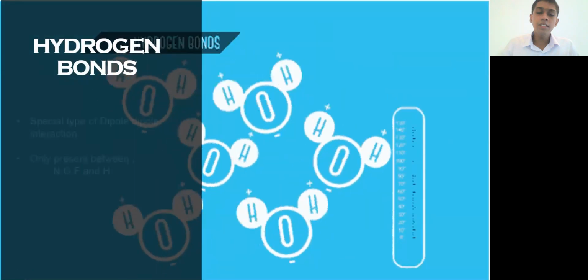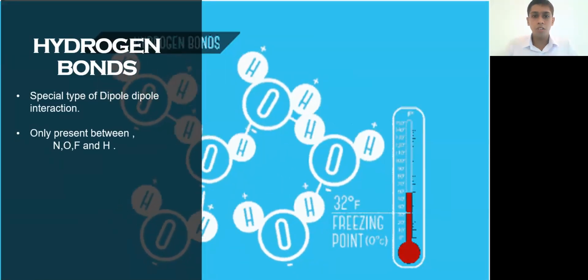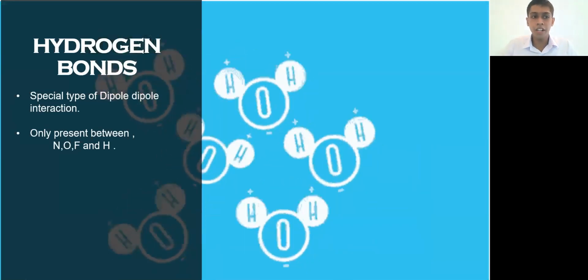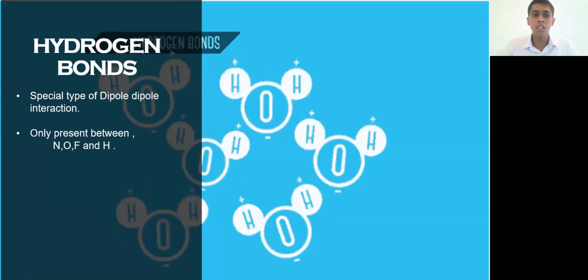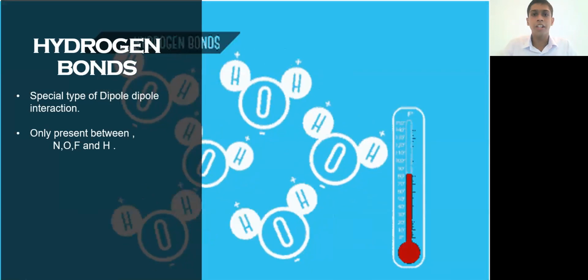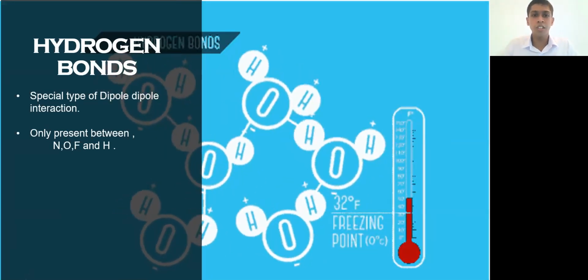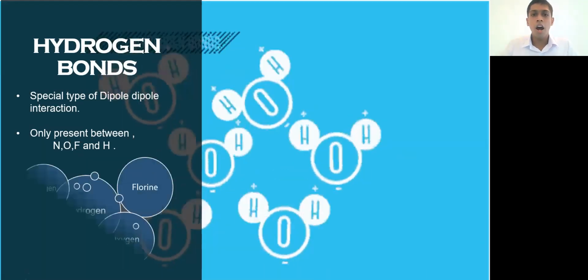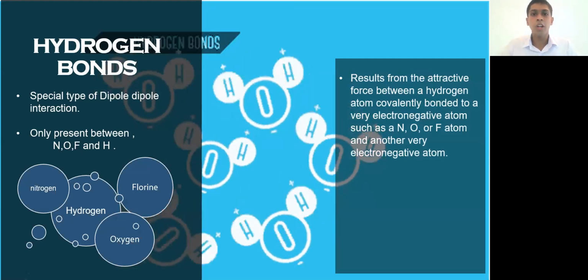What is a hydrogen bond? Let's see. It is a specific type of dipole-dipole interaction that occurs when a partially positively charged hydrogen atom interacts with partially negatively charged nitrogen, oxygen, or fluorine atoms and forms hydrogen bonds. Hydrogen bonds can be intermolecular or intramolecular.